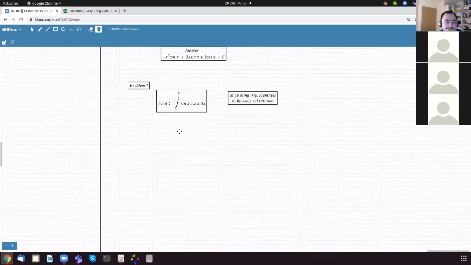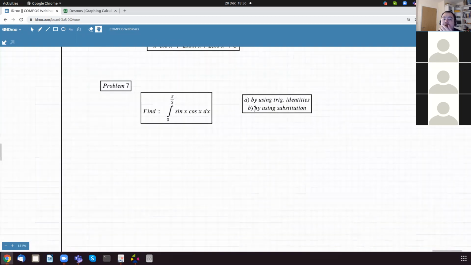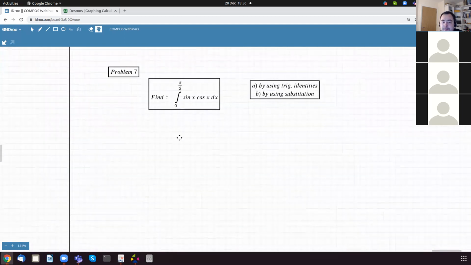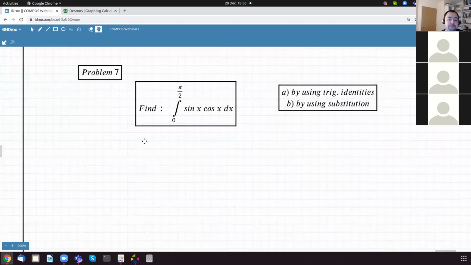Problem 7. Find the integral by 2 methods, using identities or by using substitution. So I believe if you haven't done integration by parts, you probably haven't done substitution yet. And that's why I will guide you slowly through that.